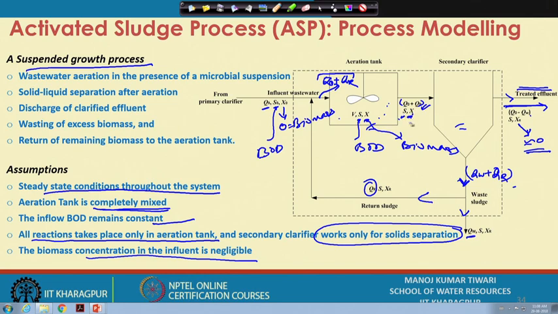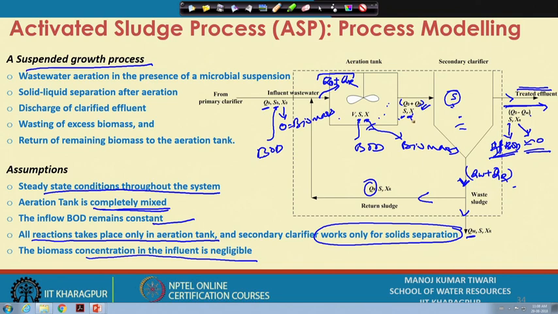Then the biomass and substrate which is coming in the effluent comes to here. Since there is no reaction taking place, there is no change in the substrate concentration. Substrate is the one which is in the dissolved state. So, there is no change in the substrate concentration, and the same substrate concentration goes in the effluent as well. So, this becomes your effluent BOD.